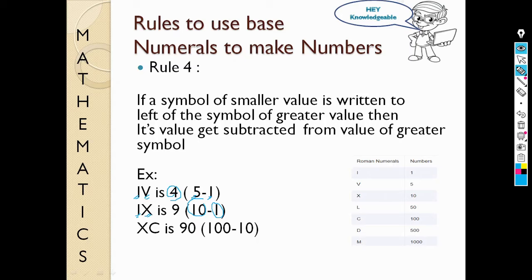And if you see the third example, C is the largest symbol that represents 100 and X is the smaller symbol that represents 10. So it gets subtracted. So 100 minus 10 is 90.